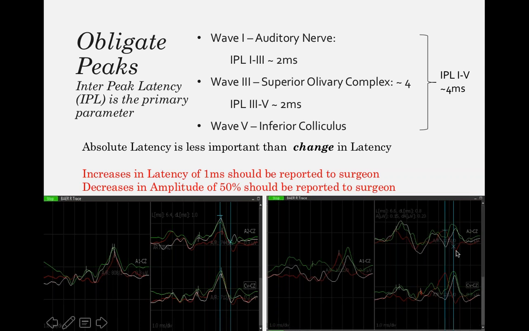So having these markers in place are definitely helpful for you, so you don't have to constantly calculate and count these little divisions. It's nice to have the computer do some of the work for you. So you want to monitor the changes from baseline. And those changes, 1 millisecond increase in latency, and then a 50% decrease of amplitude. These are what the surgeon needs to be told about.